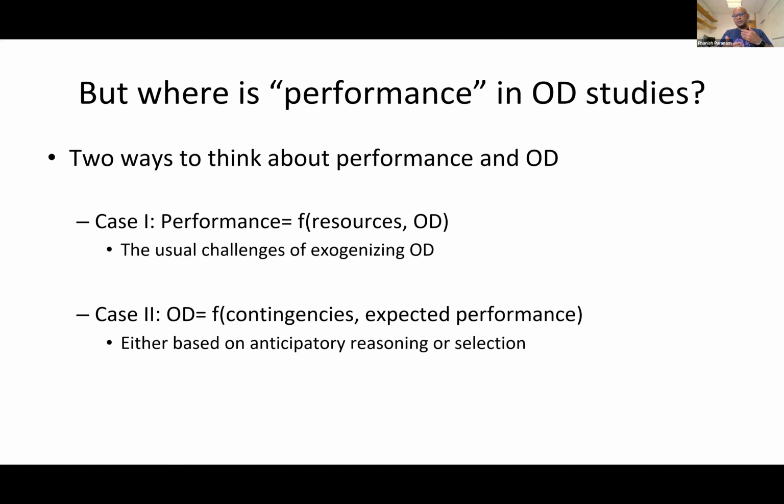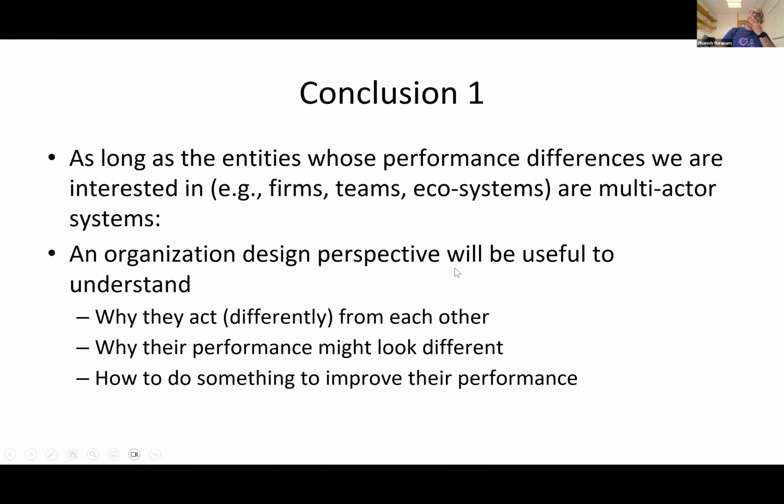It could, of course, be some combination of these. So in both of these styles of reasoning, there is actually always a very tight link between performance and organization design, even if there is no regression table in the paper with performance as a variable. I think that's the main point I wanted to highlight here. So I have really two broad conclusions here. The first is that as long as the entities whose performance differences we're interested in, these are firms, teams, ecosystems, if these are multi-actor systems, then arguably you need an organizational design perspective, because it's the only one we have that allows us to understand how aggregation happens by looking at multiple actors towards a common goal, right?